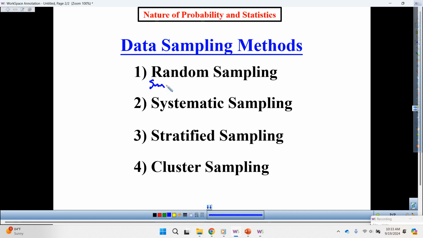Sampling done with no specific order. In parentheses, what is the one word that we're going to write? Random. That is correct. Hands up if you agree with that. All right. Not bad, not bad.